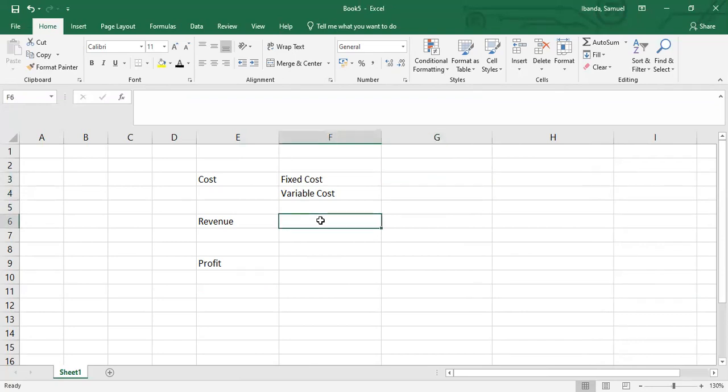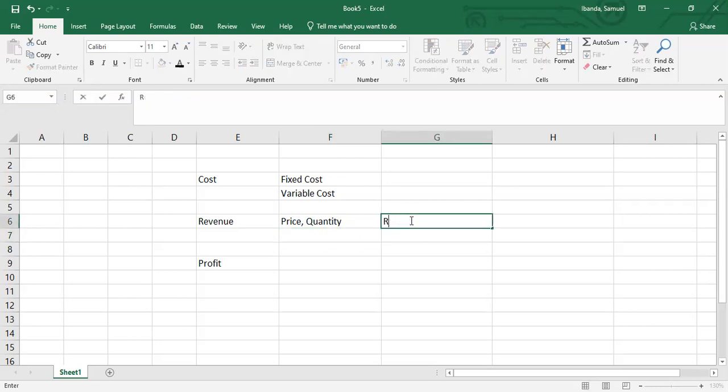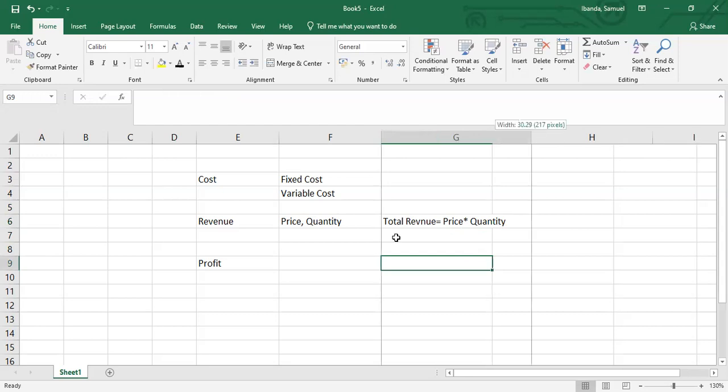When somebody speaks of revenue, revenue itself is a factor of price and quantity. That is why people say that total revenue is equal to price times quantity. So that is what happens with revenue. We are going to learn more.